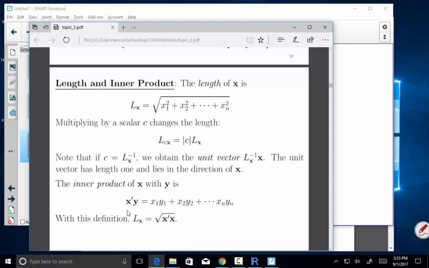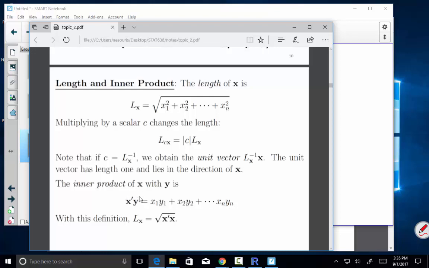So the inner product of x with y is: component by component do multiplication and then add them all up. So if I have 5 variables, I do individual 1 variable 1 times individual 2 variable 1. And then add that to individual 1 variable 2 times individual 2 variable 2. And add that to and so on. Inner product is just component by component multiplication, and then you add all those up.